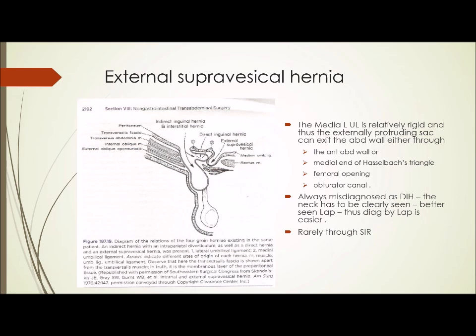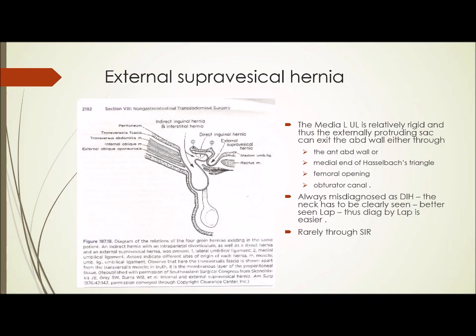So remember, the external supravesical hernia could be coming out, number one, through the anterior wall. In that case, it would be lying medial to the pubic tubercle. Because remember, here is the pubic tubercle. So medial to it would be the extra supravesical. Lateral to the pubic tubercle would be the direct, and more lateral to it, lateral to the inferior epigastric vessels, would be the indirect inguinal hernias, right?